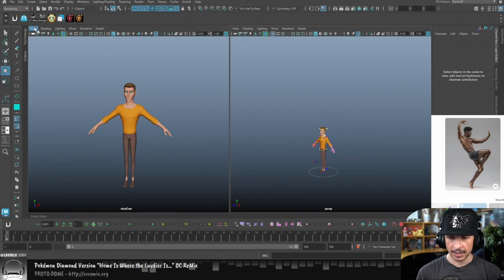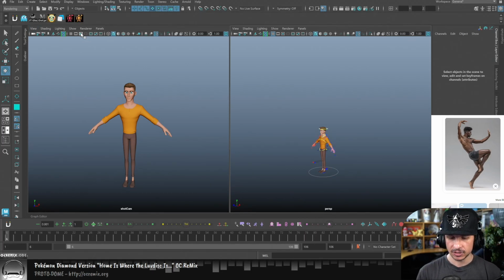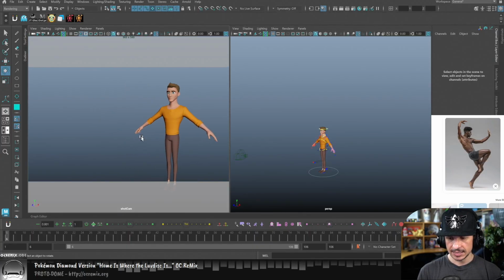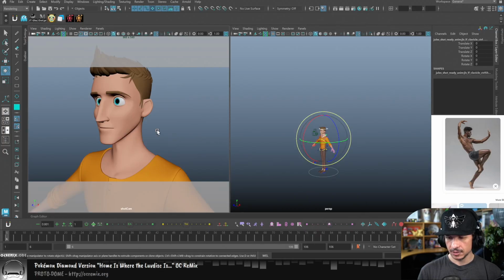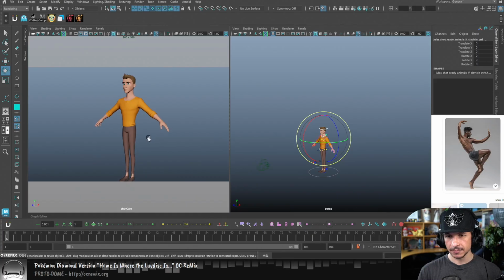Next thing, I want to make sure I know what's going to play blast and what's going to be in the final image. So I'm going to turn on the resolution gate right here. This allows us to just easily frame up what we're looking at and make sure that it's not going to get cropped in some weird way.